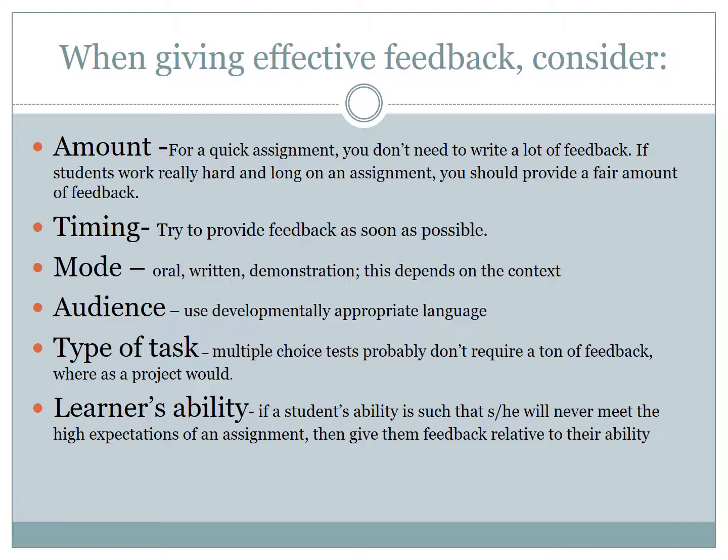And consider the learner's ability. If a student's ability is such that she or he will never meet the high expectations of an assignment, give them feedback relative to their ability. So the idea is if student A is at level 1 and student B is at level 10, you want to try to bring student A up to 2 or 3, but you expect more out of the second student who's already at 10. You want to get them to 11 or 12. So the feedback you give each student is going to be different.